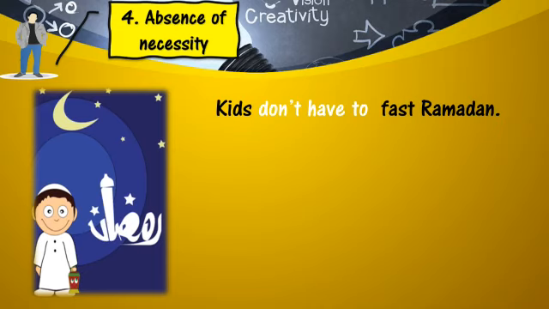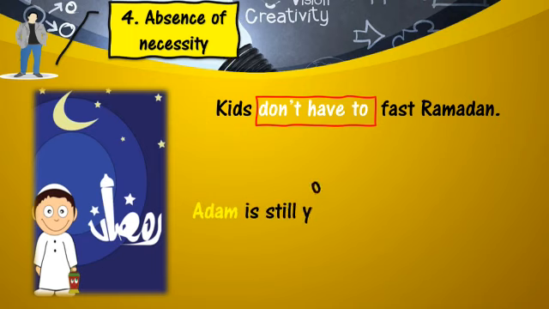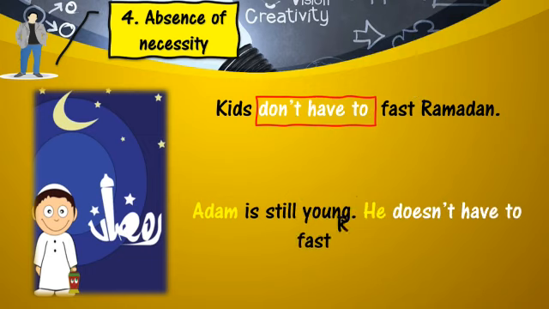So to express absence of necessity here, we use don't have to. But please notice that the modal verb changes again when the pronoun is he, she, and it. An example is Adam is still young. He doesn't have to fast Ramadan.